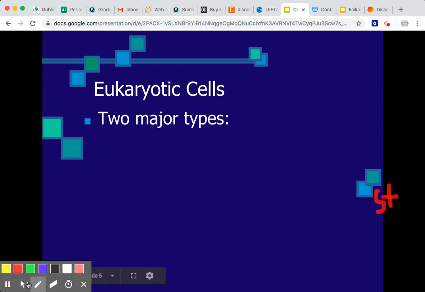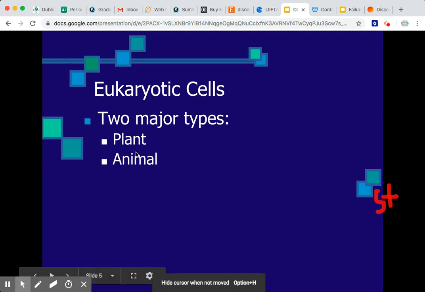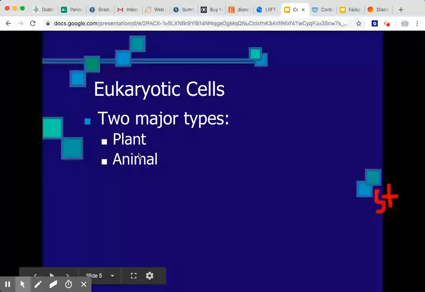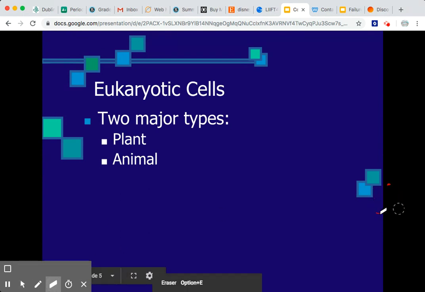In talking about eukaryotic cells, there are two major types that we are going to focus on: plant cells and animal cells. And again, this was the focus of activity 4. So most of this should be a review for you. As you look through these next several slides, really what you should probably be doing is thinking about what you need to add versus writing everything down.